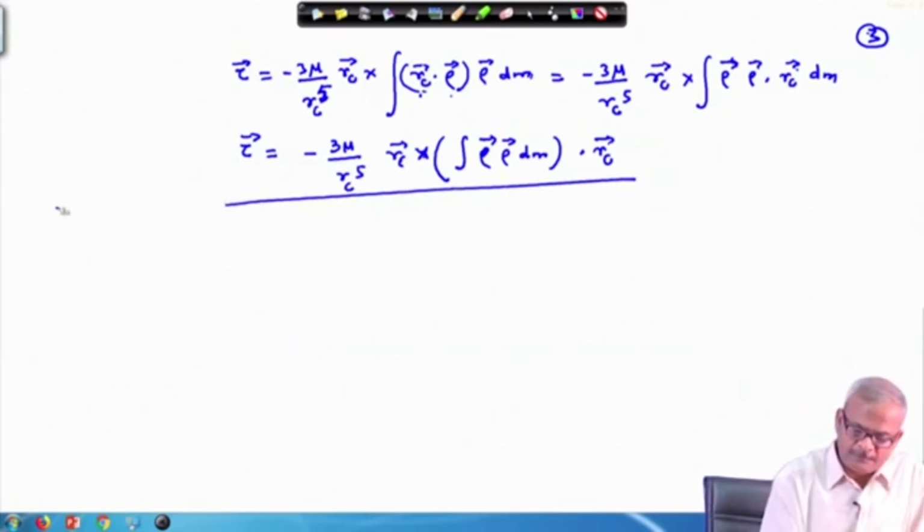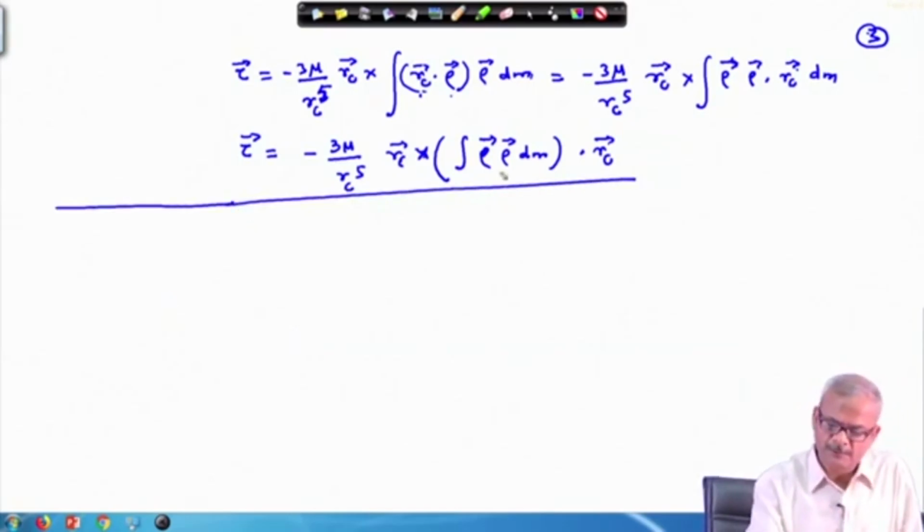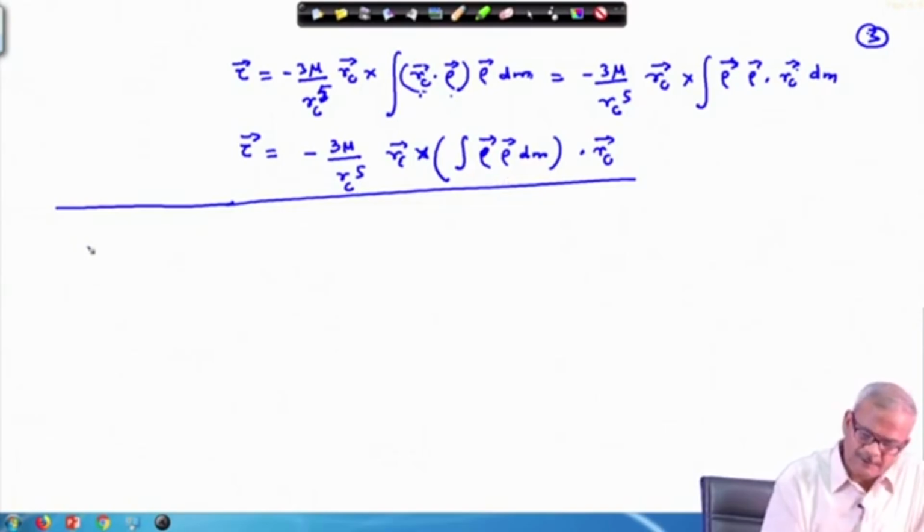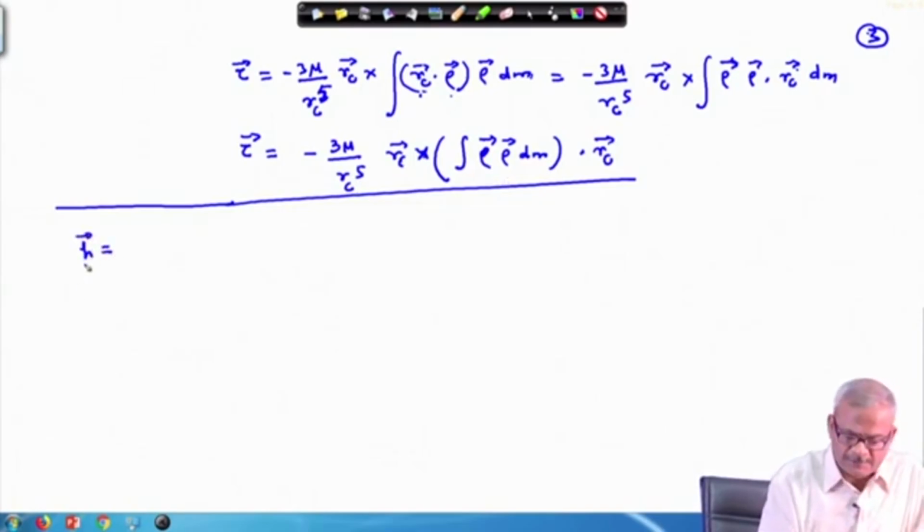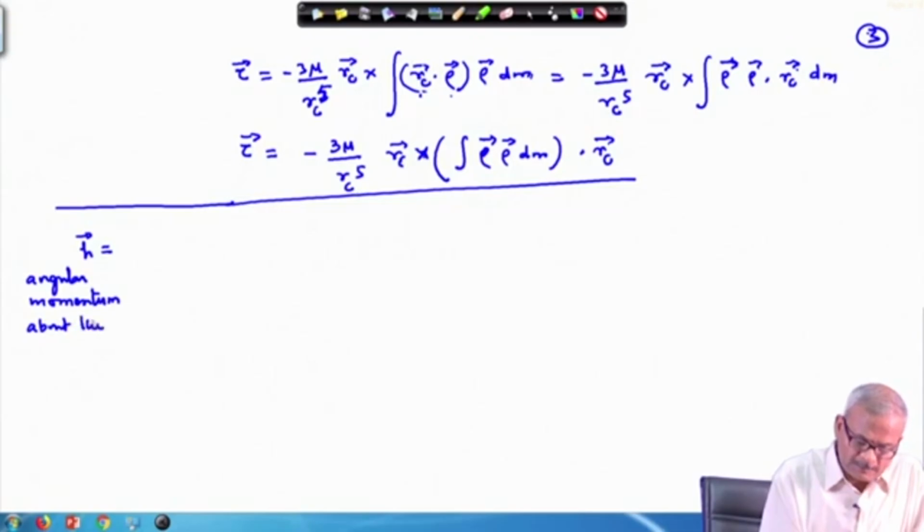Now, from here we need to go back and look into what this quantity is. So, if you remember the equation for the angular momentum, this is angular momentum about the center of mass, we have written as rho cross. These things we have developed earlier while dealing with the rigid body dynamics.